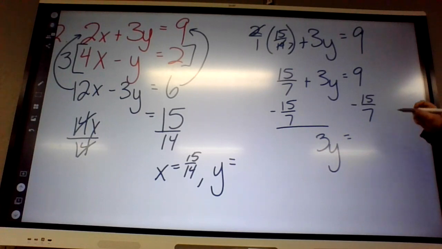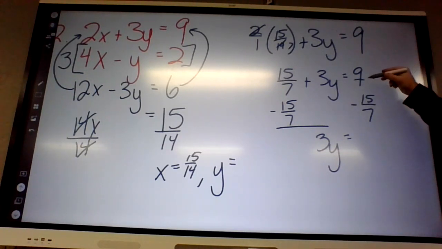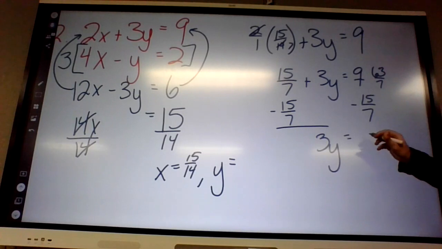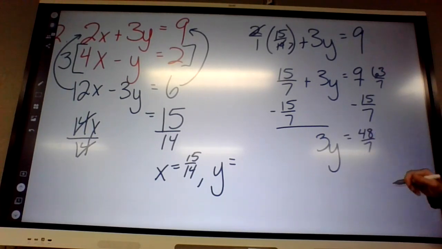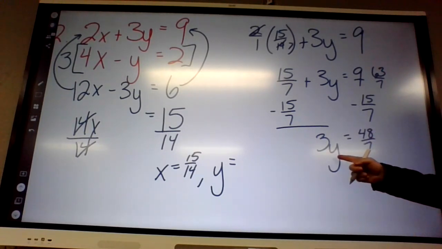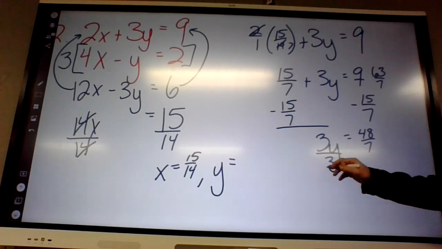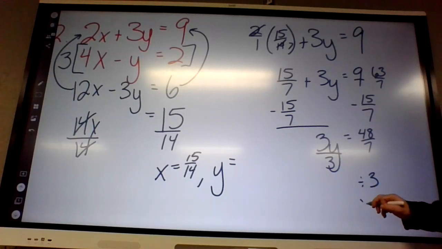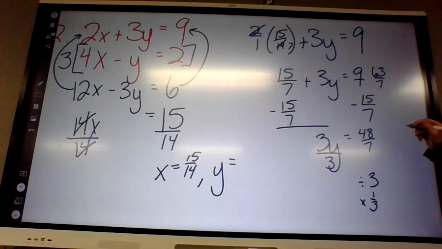So 9 is like 9 over 1, right? And you need a common denominator, so you multiply by 7. So it's 63 sevenths minus 15 sevenths is 48 sevenths. And then what's our last step? Divide by 3. Okay, dividing by 3, did you guys know this is the same thing as multiplying by 1/3? So it's 48 over 21.